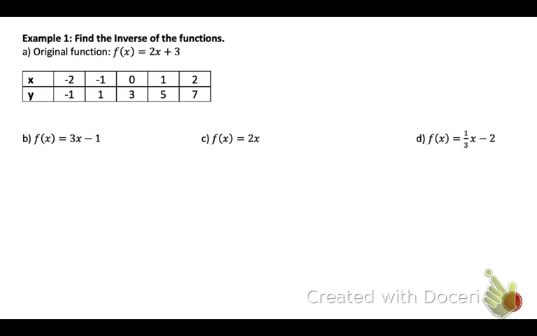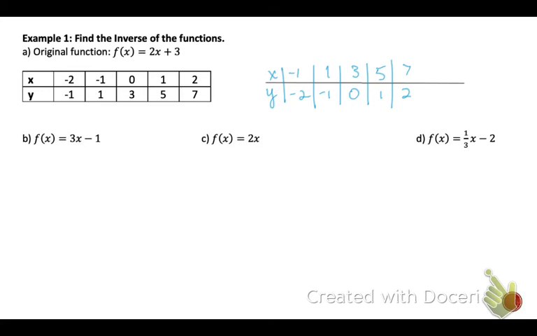So we scan to make sure for each x there's one y, and for each y there's one x, and that's true. We see no repeats. Then I'm going to create a new table, and this is my inverse table. I'm simply going to interchange my x and y values. The original function has the point negative 2, 1, and in the inverse function we have the point negative 1, 2. The original function has the point negative 1, 1, and in our inverse function we have the point 1, negative 1, etc. Okay, so that's method 1.